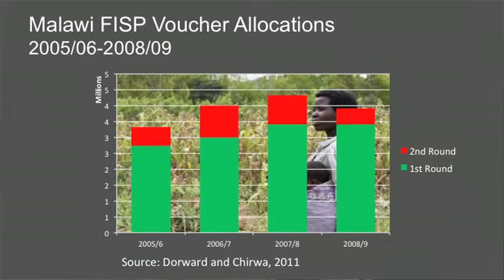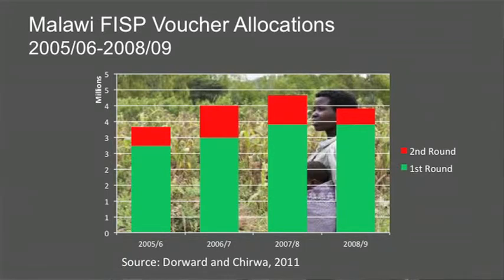One of the things which didn't come out for a while, it was flagged up, but people didn't take sufficient notice of it, was that fertiliser vouchers were distributed in 2 rounds. Most of the attention was on the first round, which is in the green, and this is showing how many millions of vouchers were distributed. Most of them were distributed in this first round.